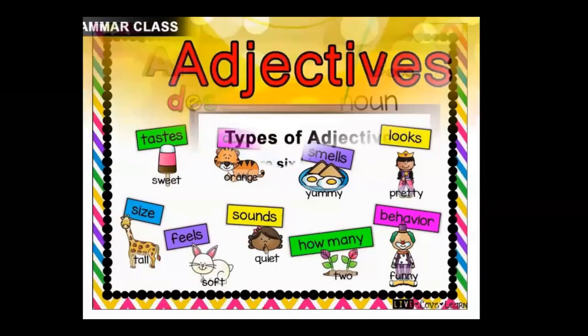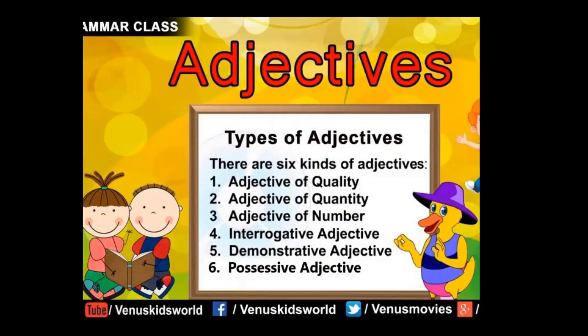Now, today we are going to study about types of adjectives. Okay, types of adjectives. There are 6 kinds of adjectives. The first one is adjective of quality. The second, adjective of quantity. Third, adjective of number. Fourth, interrogative adjective. Fifth, demonstrative adjective. Sixth, possessive adjective. Now, among these 6, we are going to study the first 5 types of adjectives. Okay, one by one, I'll be explaining to you the kinds of adjectives. Let us have a look.